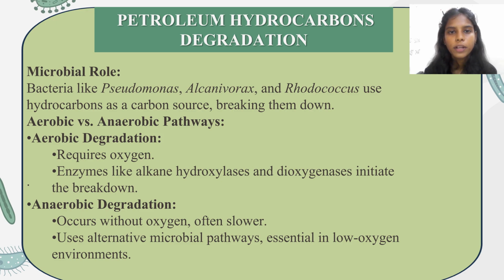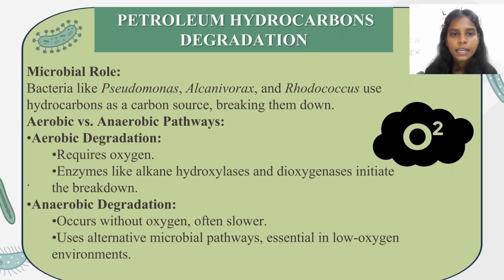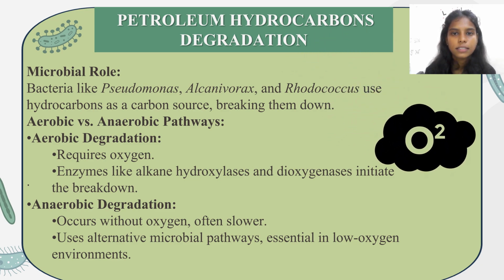What is the microbial role in the degradation process? Bacteria such as Pseudomonas and Rhodococcus can metabolize hydrocarbons by taking them as a carbon source, which involves two main pathways based on oxygen presence: aerobic and anaerobic. In aerobic degradation, oxygen-dependent enzymes like alkane hydroxylases and dioxygenases initiate the breakdown process. Anaerobic degradation, in the absence of oxygen, is often much slower as it involves different microbial pathways, and is crucial for oxygen-limited environments.